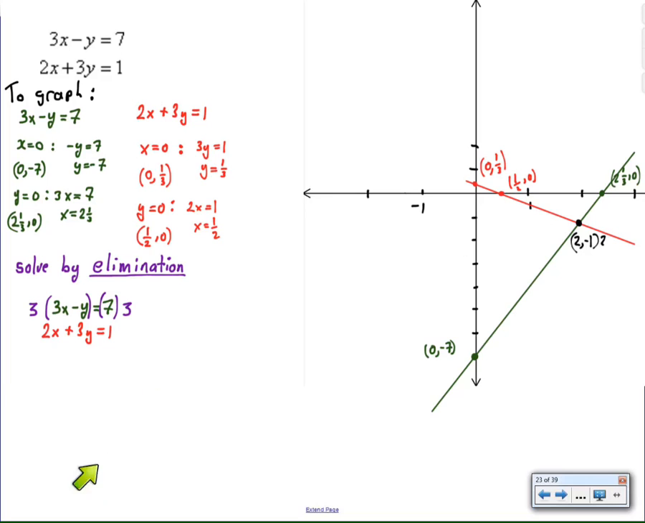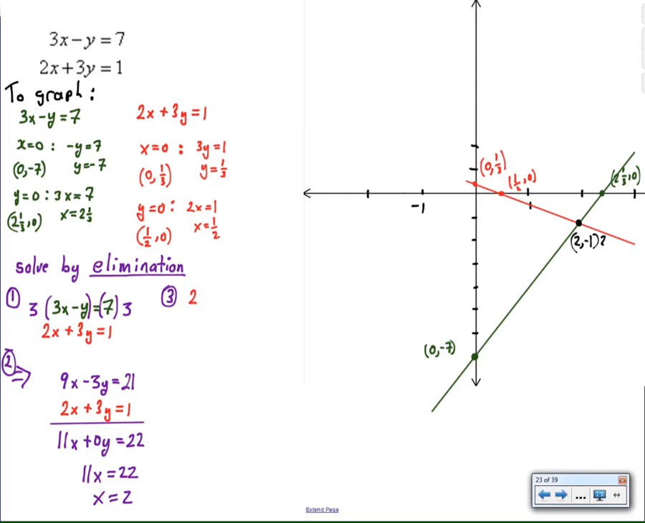Instead, I'm going to be a little sophisticated. I'm going to triple all the values in the first equation to produce a new system that looks like this. Now, when I add the equations together, left and right hand sides, I get 11x plus 0y. So now the y has dropped out, and I'm left with x equals 2.